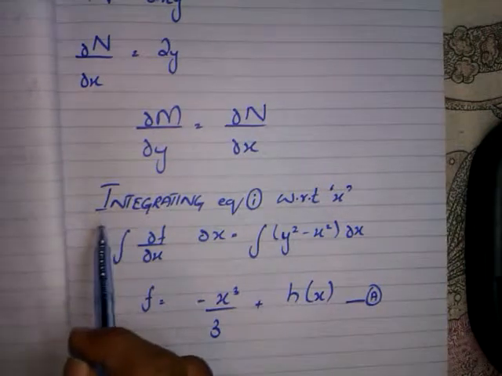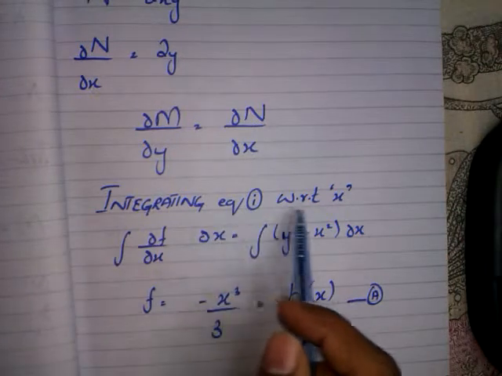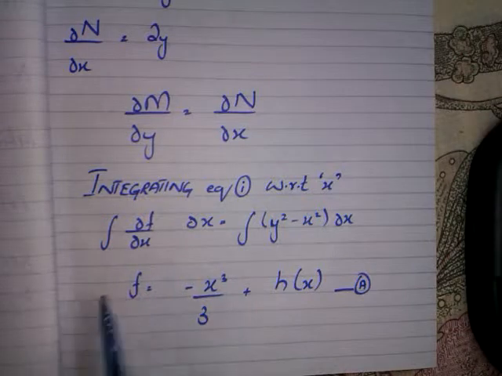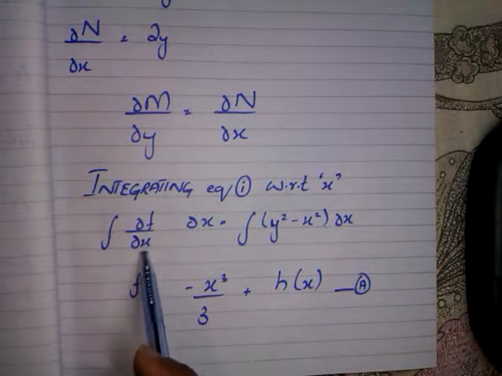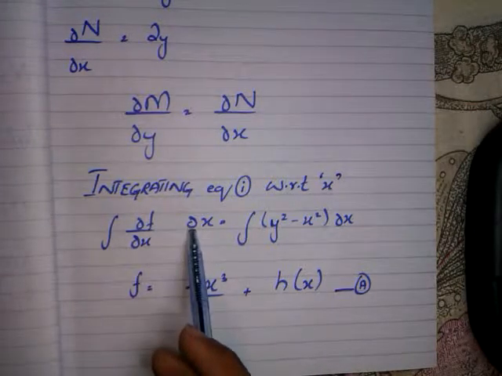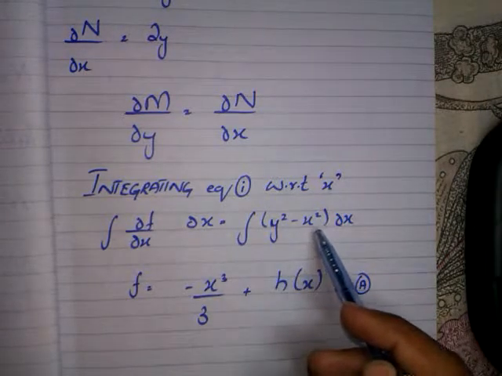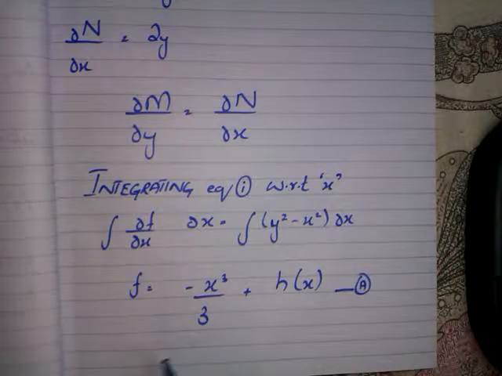Now, thirdly, there is a step. We will integrate equation 1 with respect to x. Here is how it's done: ∂f/∂x equals M, so f equals the integral of M ∂x, which equals the integral of (y² minus x²) with respect to x.